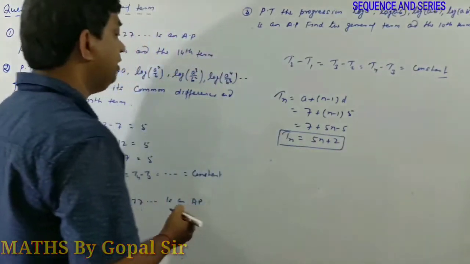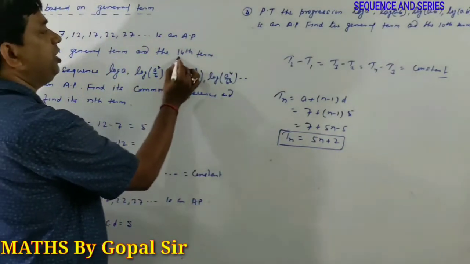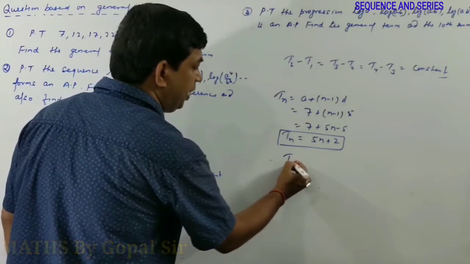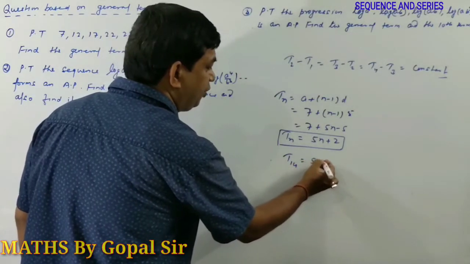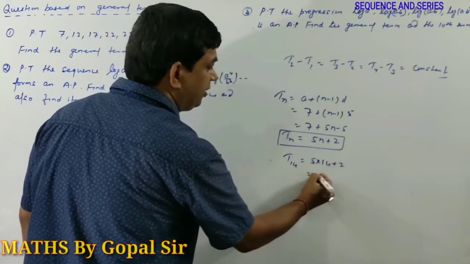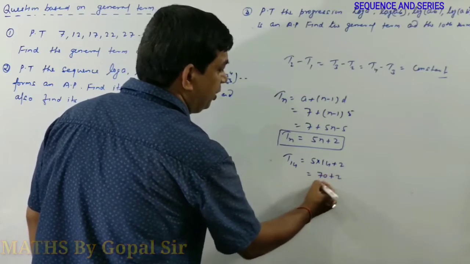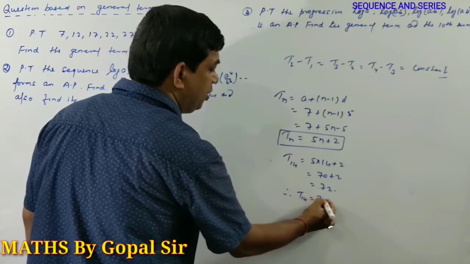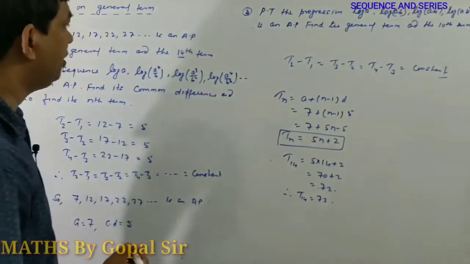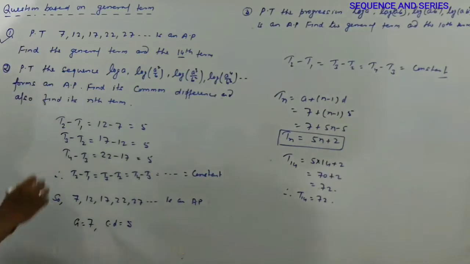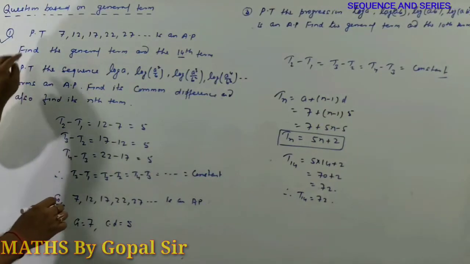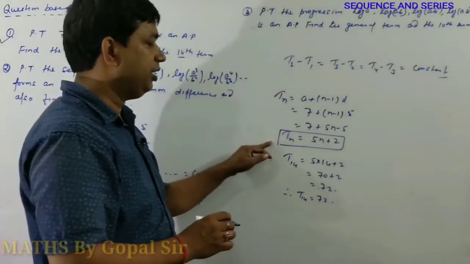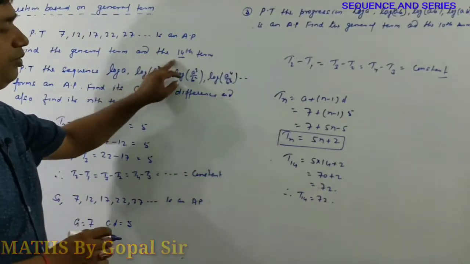After finding Tn, we have to find the 14th term, T14. For T14, you just put n equal to 14. So 5 into 14 plus 2, this is 70, plus 2, this is 72. Therefore T14 is equal to 72. It is the 14th term. Okay, so this question is over. Here I proved it is an AP, then found the general term, and after that the 14th term.